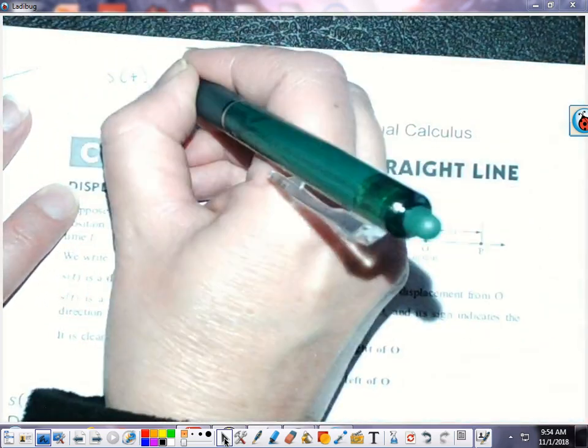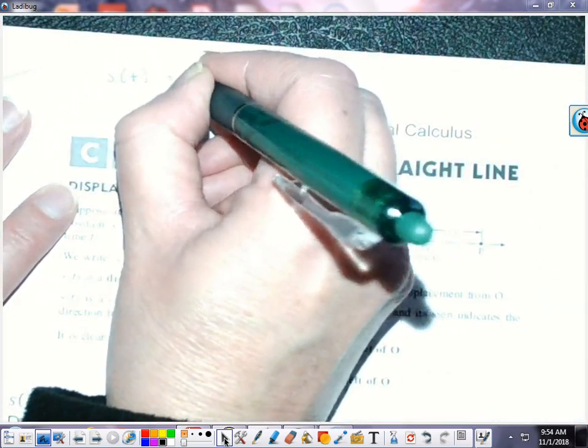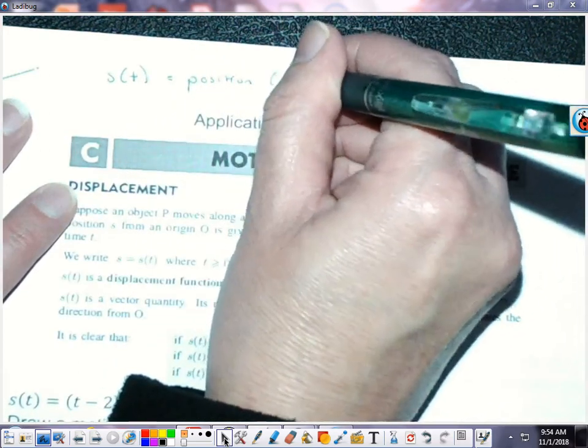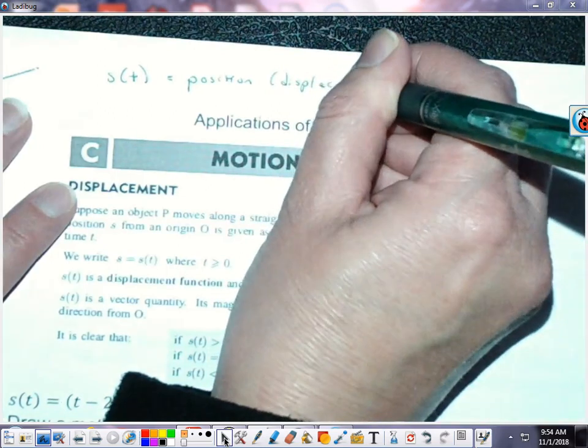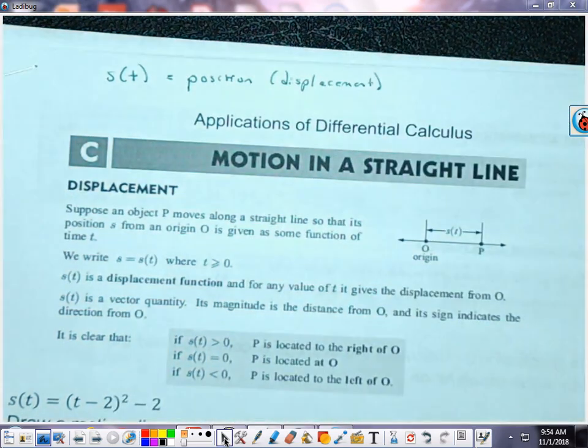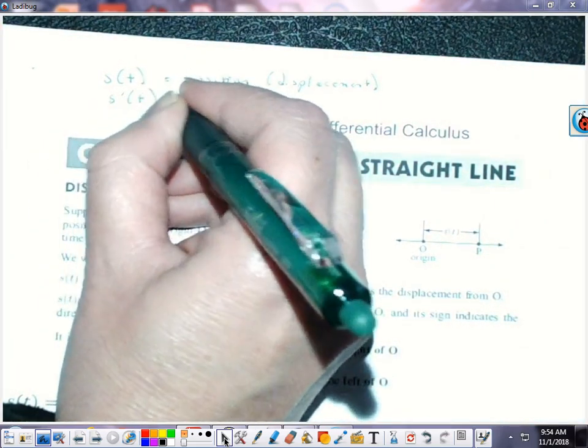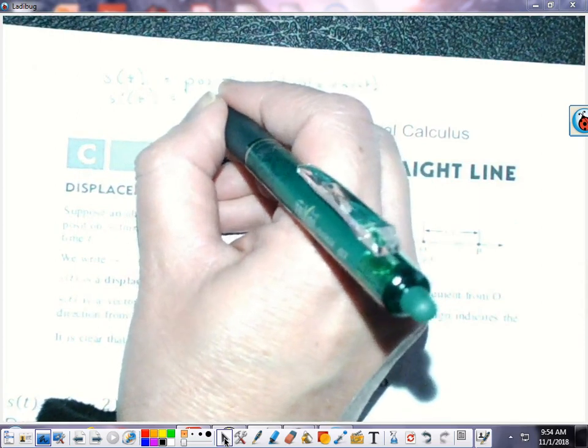But they use s of t to be displacement or the position. If they say displacement, they mean displacement from zero, so it also becomes your position equation. If you take the derivative of that, the rate of change of your position is velocity.